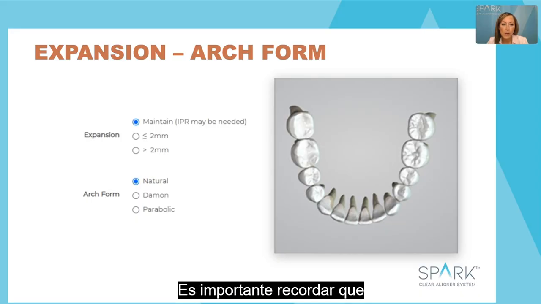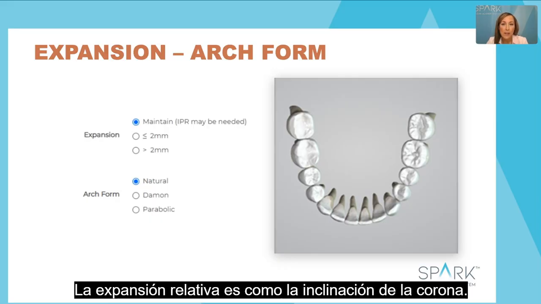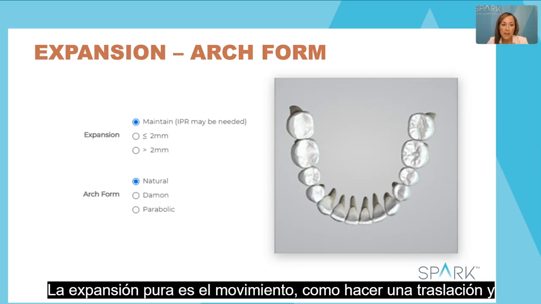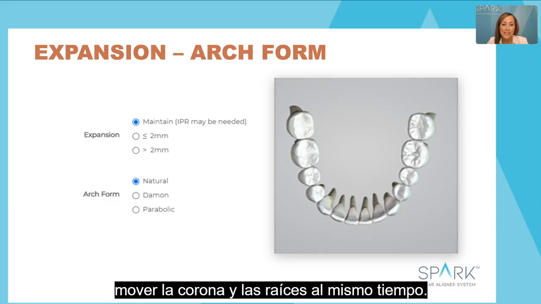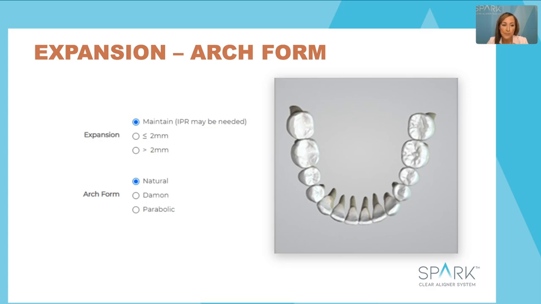It's important to remember that you have two different types of expansion. Relative expansion is like proclination of the crown. Pure expansion is moving, like doing a translation and moving the crown and roots at the same time. When it comes to pure expansion, what is considered more predictable is 2 millimeters per quadrant.